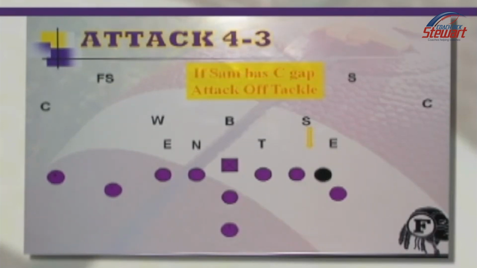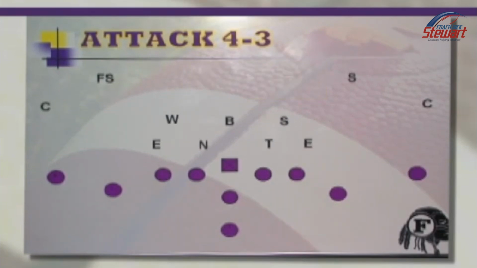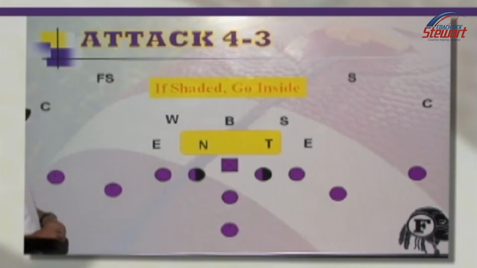So if that Sam backer has the C gap and the defensive end is outside shade, we're going off tackle against them if it's an outside shade from the defensive end. Now, with no tight end, some of the things we're going to look for is, are there any shades inside?